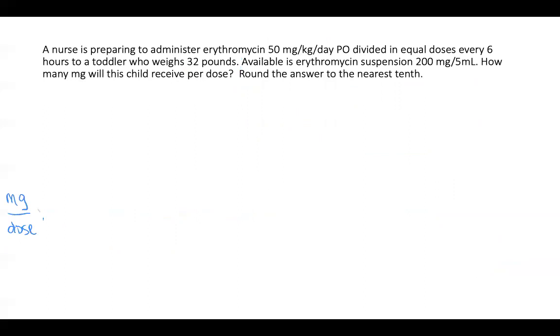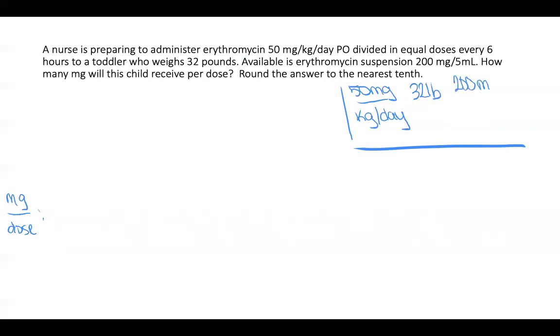So you're going to see the problem really tries to tell you when you're entering incorrect information. Okay, so let's pretend we decided we needed all this information. So 50 milligrams per kilogram per day, 32 pounds, and the 200 milligrams per 5 milliliters. Okay, so we've put all this stuff in our box. Now we go to step 3.